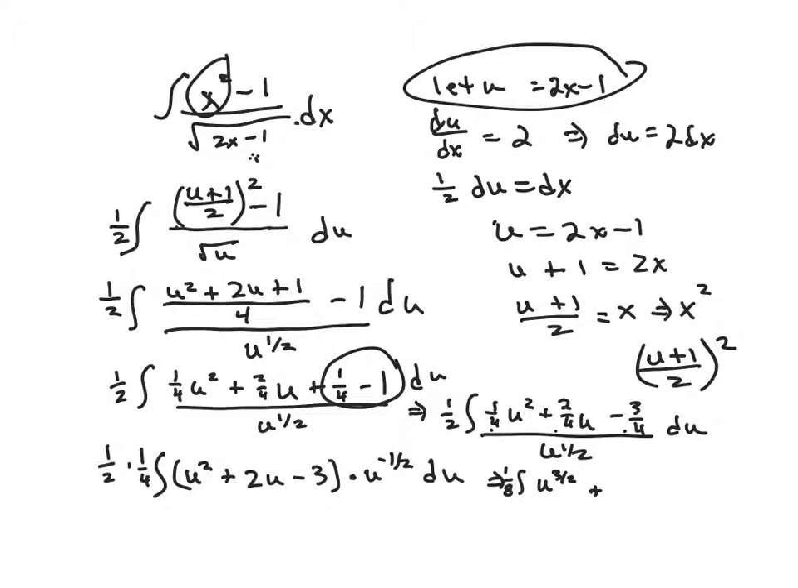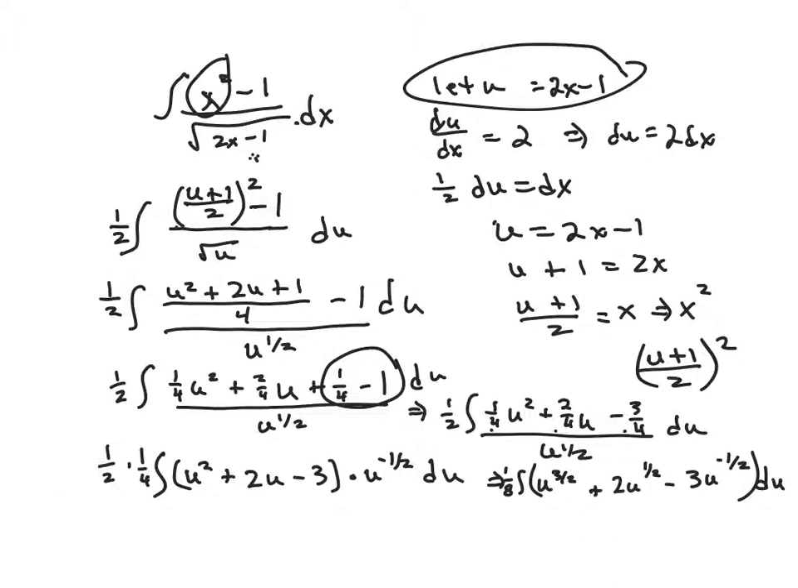And then u to the first times u to the negative 1/2 is going to be 2u to the 1/2, and then minus 3u to the negative 1/2. All of that. Okay, now I can go ahead and take the antiderivative.